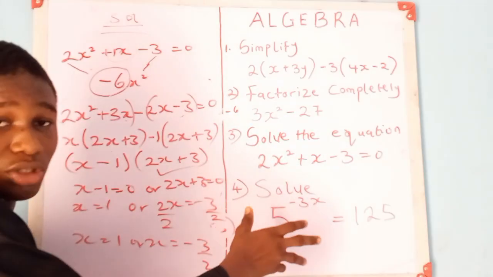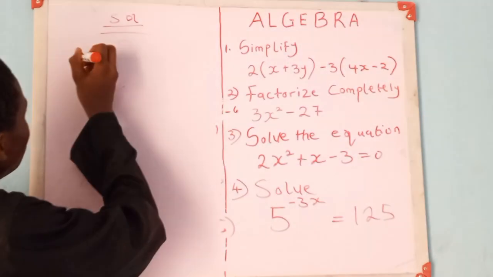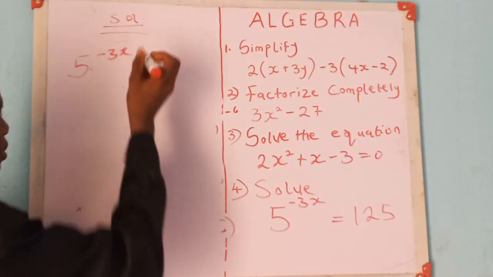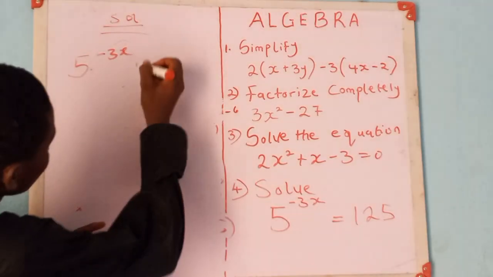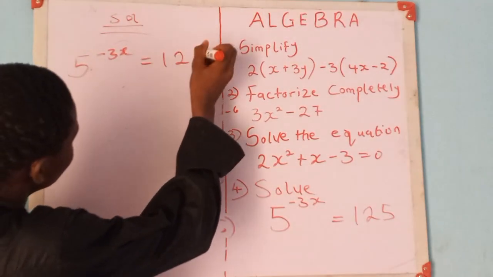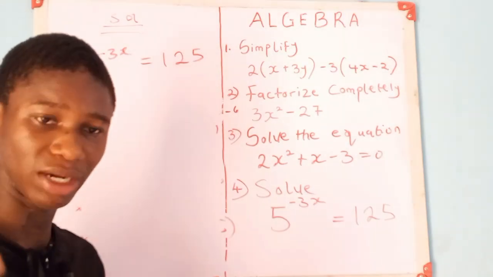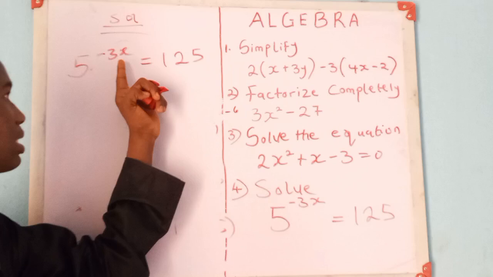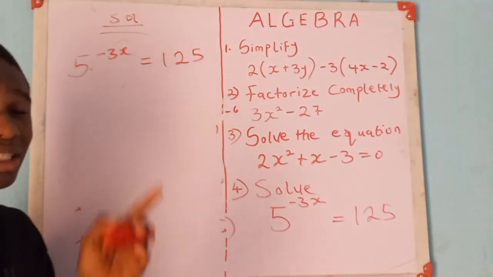So now let's go to the fourth question. Now the fourth question says 5 to the power of minus 3x is then equal to 125. So now whenever you see a question like this, what first comes into your mind? It simply means that we are looking for a variable here. Since the x is a power here, it simply means we are looking for the value of this x here, which is an unknown.